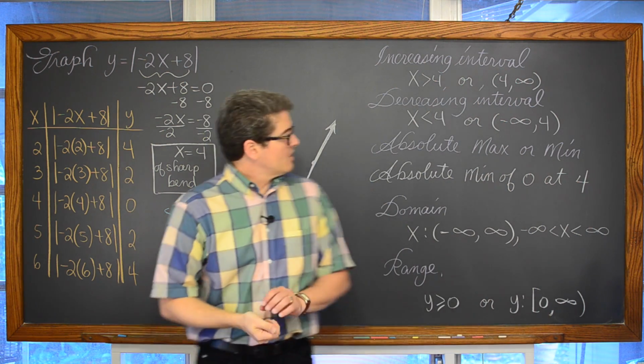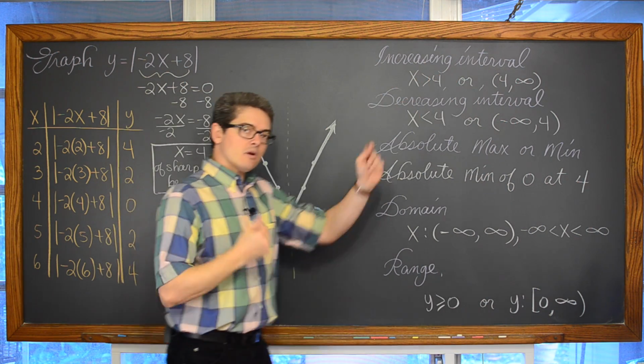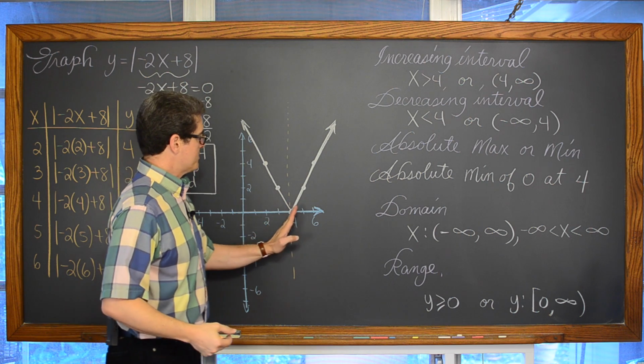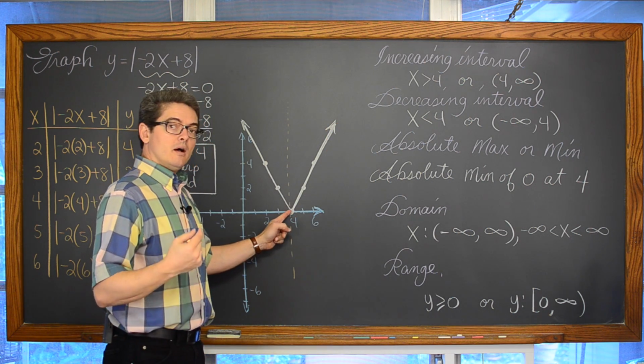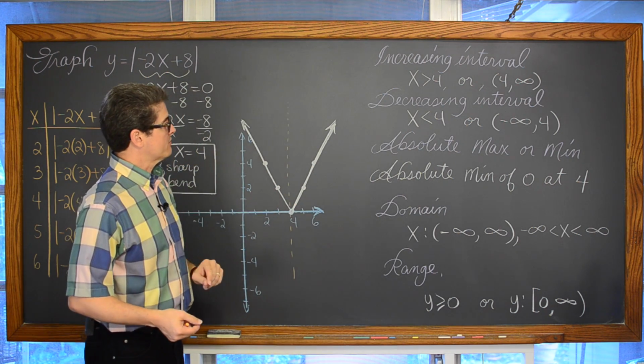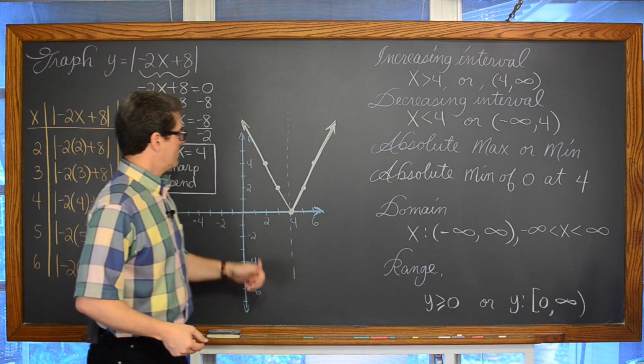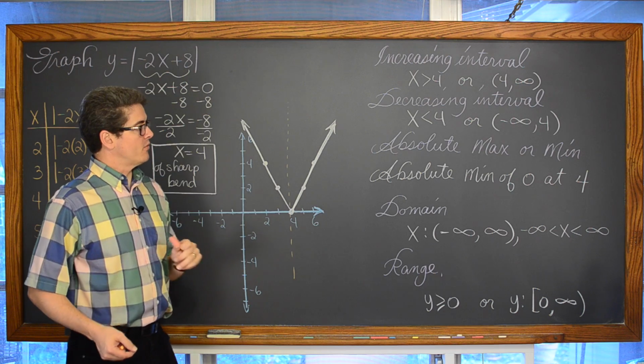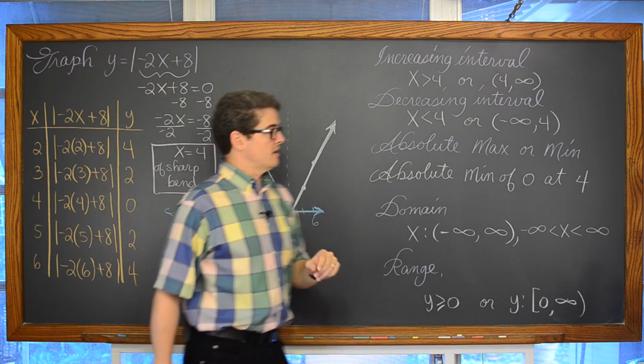And we therefore had increasing intervals where the graph goes up to the right everywhere past the x-coordinate of 4. So our increasing interval is x is greater than 4, making our decreasing interval everywhere where x is less than 4, or there are answers, again, in interval notation.